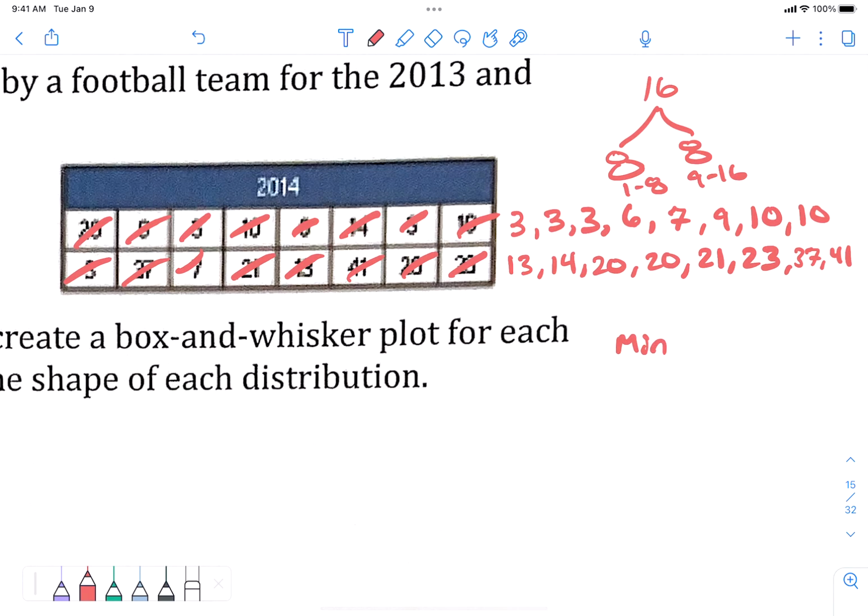Let's do our min, max, median, Q1, Q3. Am I going too fast? You can say yes.